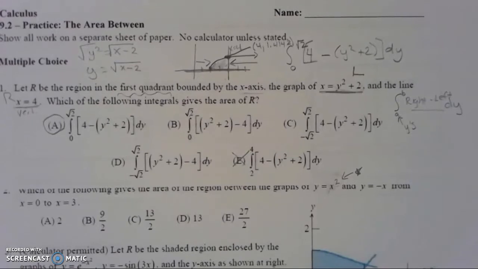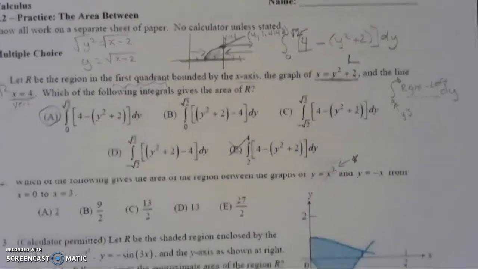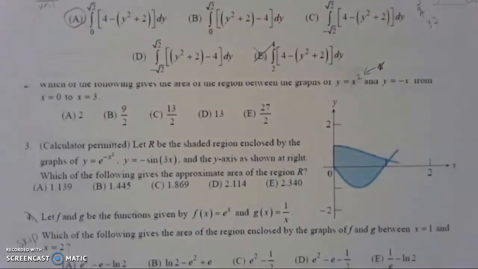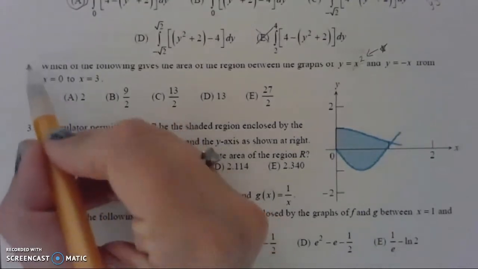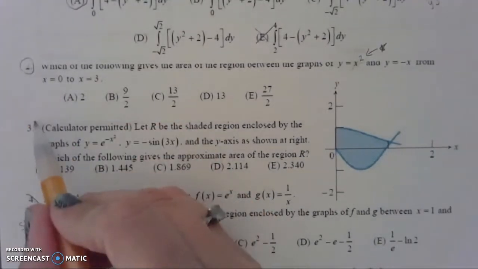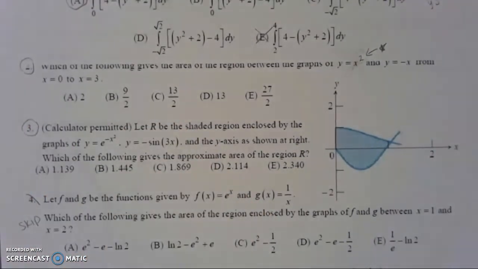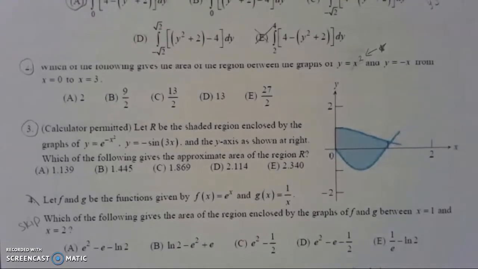The next one actually had a little typo in it. There needs to be a square right here, so if you will, go ahead and put a square on that. Circle number 2, circle number 3. These are ones I'm going to have you go back and do on your own and check.